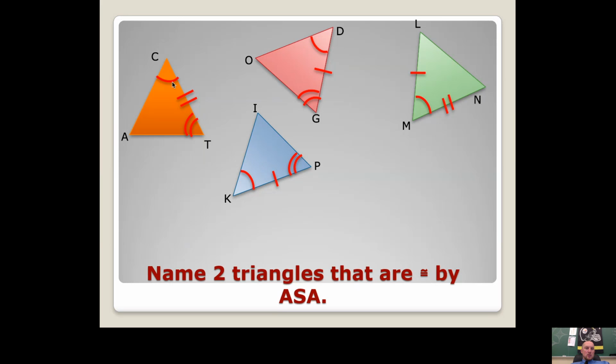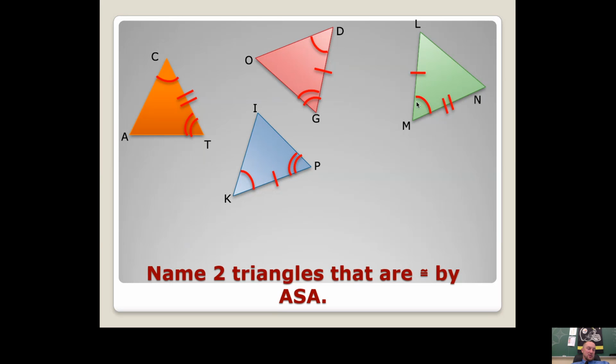So I notice that I have two pairs of congruent angles here. Are these sides that are in between congruent? And they're not. Be careful. That's 2 marks, that's 1 mark.